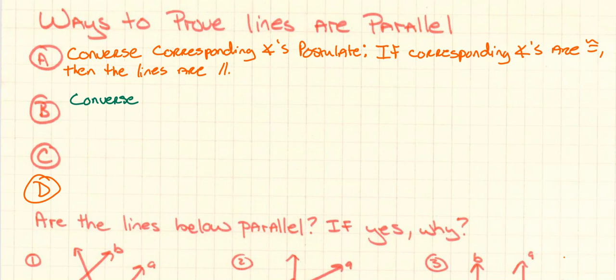Next is going to be converse. I'll go with alternate interior angle theorem. And it basically says if your alternate interior angles are congruent, then the lines are parallel.